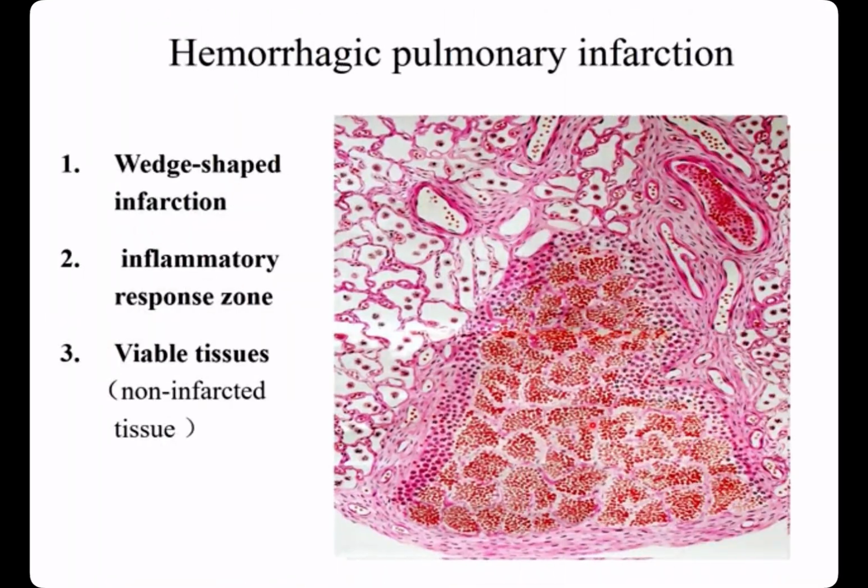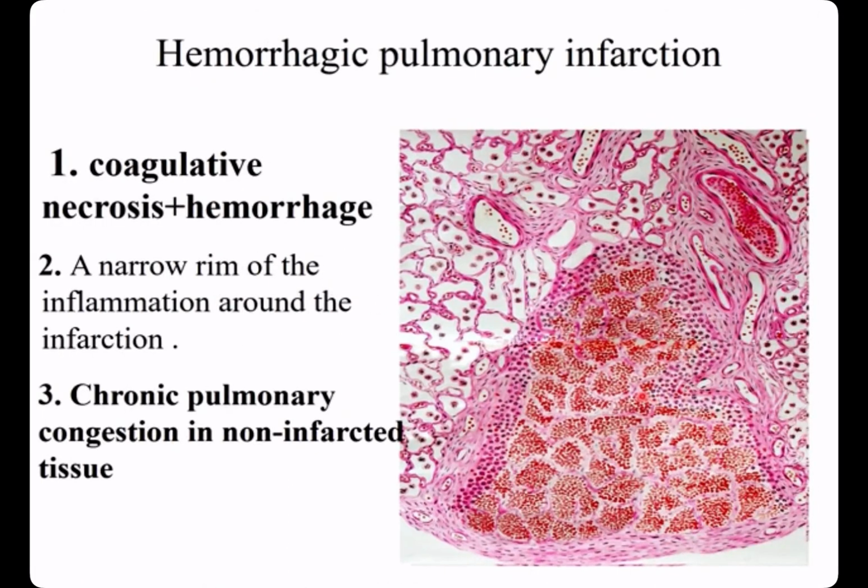Now, next slide. Hemorrhagic pulmonary infarction. Here, this wedge-shaped part is the infarct area. This part is viable tissue, that is, non-infarcted lung tissue. Between them is an inflammatory response zone.